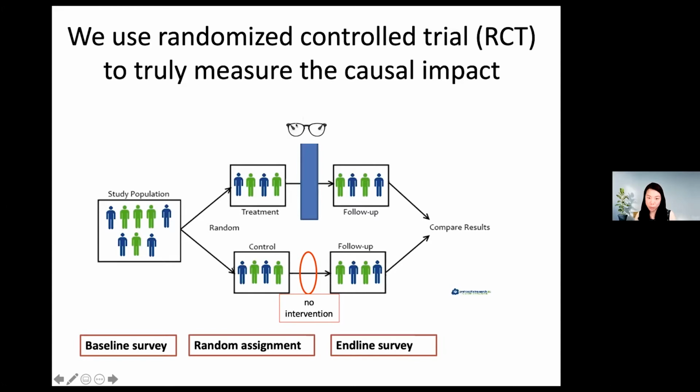And then you bring in your intervention, in this case, eyeglasses, to the treatment group. And the control group, of course, there's no intervention. And you wait for one semester or two for the follow-up survey, which is also called the endline survey. And then you compare the results. So the difference between the treatment group and the control group in the follow-up phase will be the true causal impact of eyeglasses, because again, the only difference between the two groups is one got eyeglasses and the other group received no intervention.